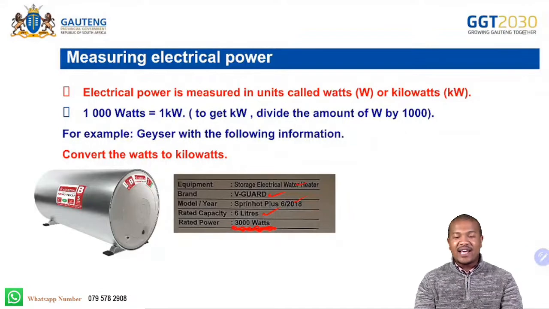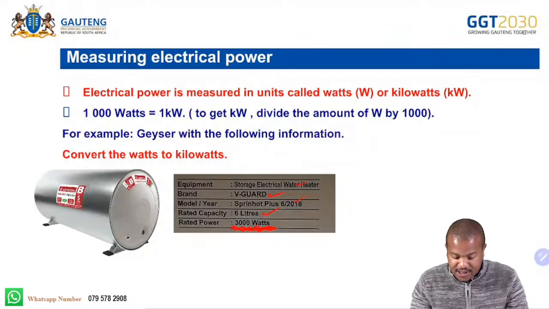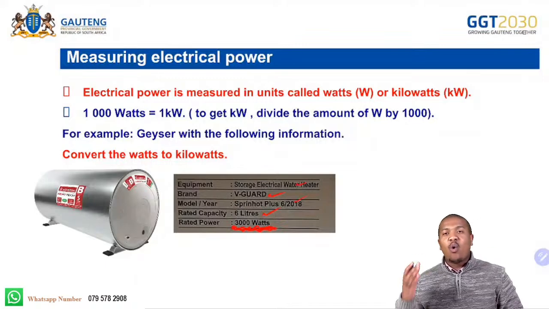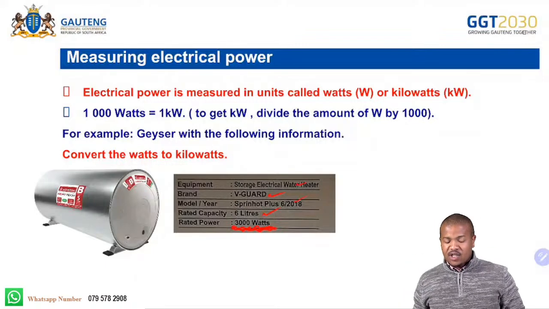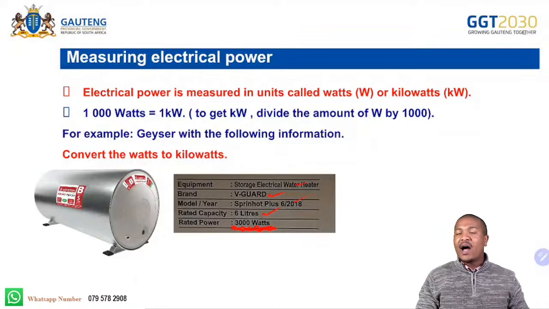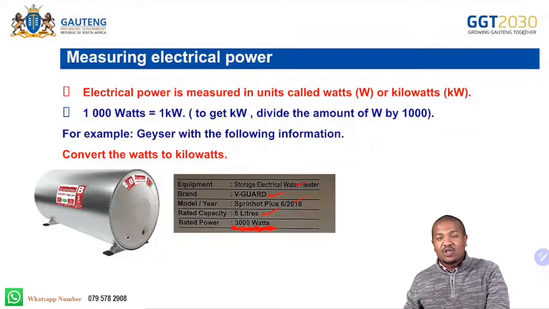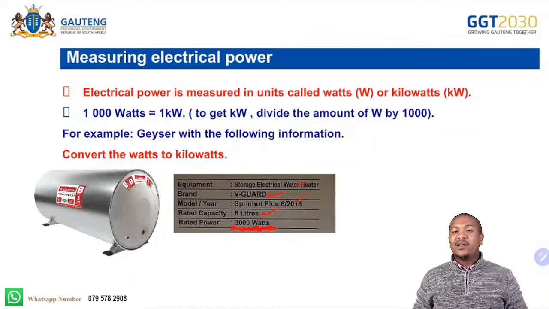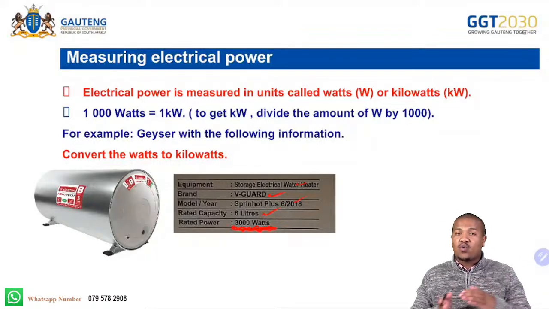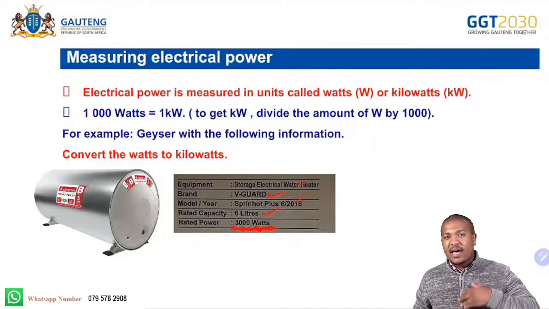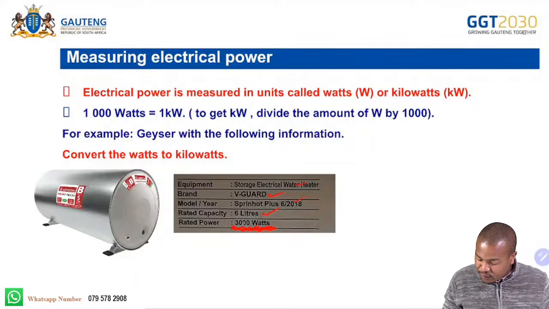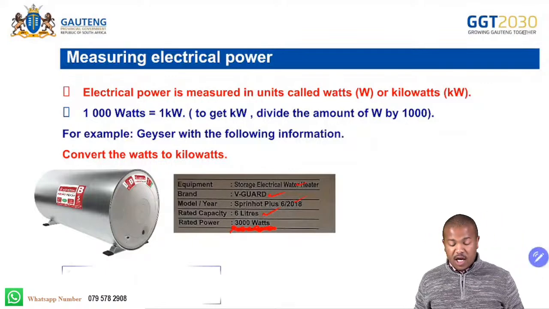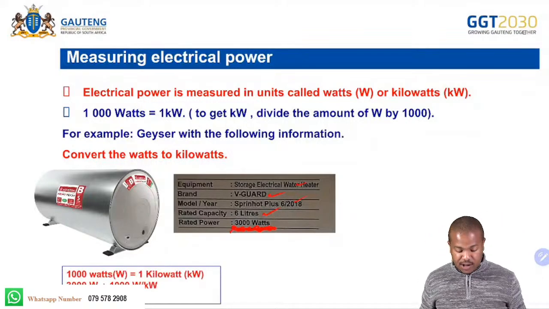Welcome back, grade 9s. I hope that was easy. Remember, 1,000 watts gives us 1 kilowatt. So if you need to move from watts to kilowatts, we divide by 1,000, but if you need to move from kilowatts to watts, we multiply by 1,000. For this one, we needed to convert these watts to kilowatts. This is how you should have done it.